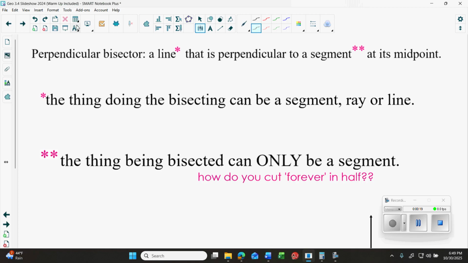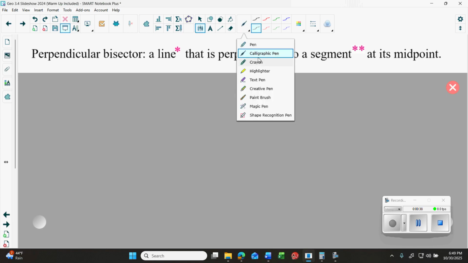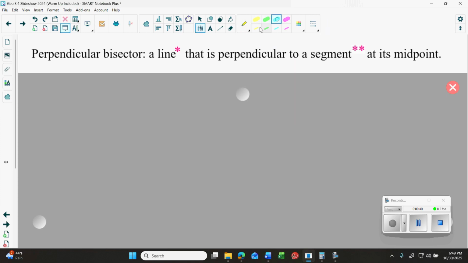All right, so we're going to start off with some vocabulary. The perpendicular bisector is a line that is perpendicular to a segment at its midpoint. In other words, it does exactly what is in the word perpendicular bisector. It's a bisector that is perpendicular to a segment, and it bisects it at its midpoint.